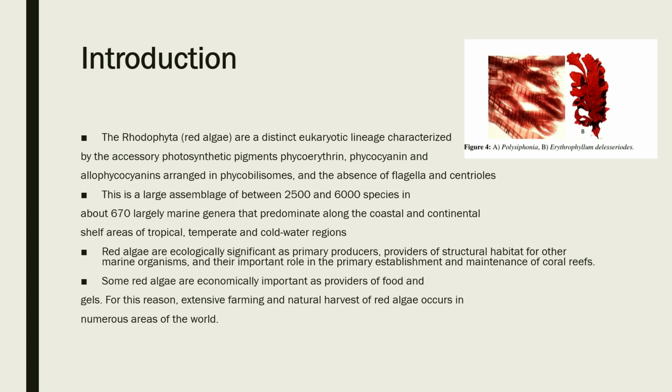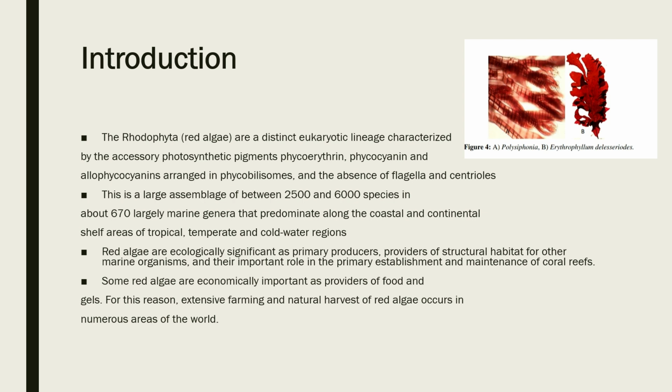Rhodophyta, commonly called red algae. These are eukaryotic, characterized by a red pigment, which is due to the presence of phycoerythrin, phycocyanin, and allophycocyanin in the cell wall. There are around 2,500 to 6,000 species. Among them, 600 to 700 species are marine.